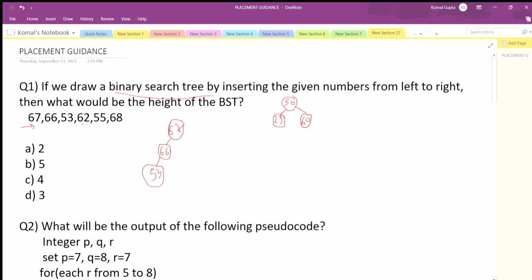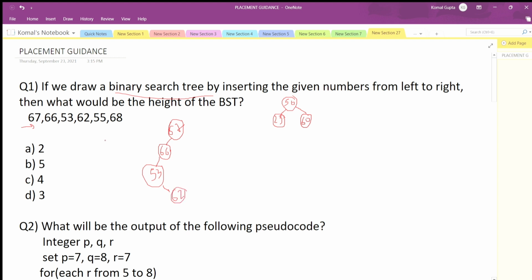Now the next number is 62. Again we will see from the starting, 62 is less than 67, so we will come to the left child. Now 62 is also smaller than 66, so we will again go to the left. Now 62 is greater than 53, so 62 will be at the right of 53.